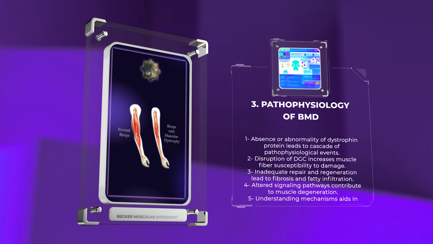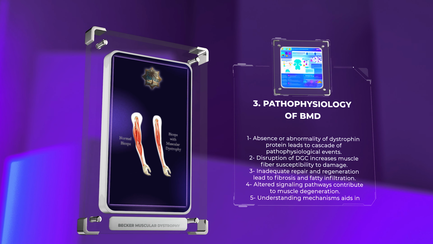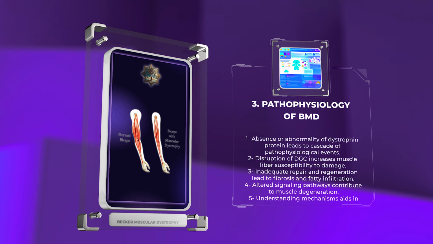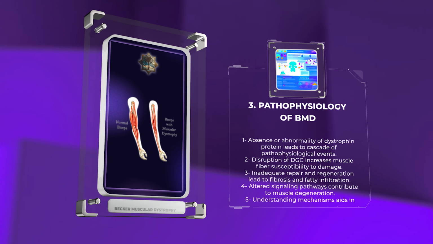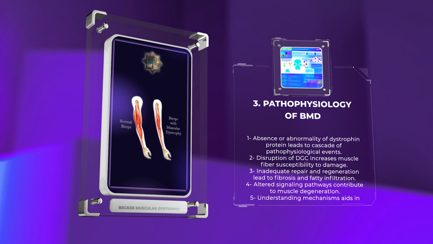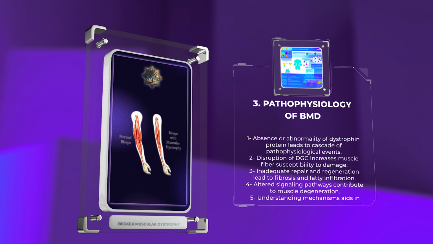decline in muscle function. Additionally, the absence of dystrophin alters signaling pathways involved in muscle growth, inflammation, and oxidative stress. These molecular derangements further exacerbate muscle degeneration and contribute to the progressive course of BMD. Understanding the pathophysiological mechanisms of BMD aids in the development of targeted therapeutic interventions aimed at slowing disease progression.